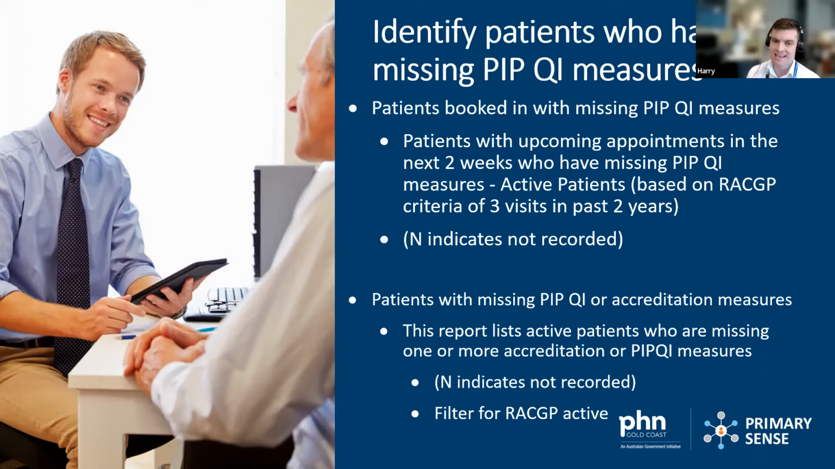The second report which can assist with PIP QI is patients missing PIP QI or accreditation measures. This report lists active patients who are missing 1 or more accreditation or PIP QI measures. This report will not show patients who have been flagged as inactive in your clinical software. In this report, there is a filter for RACGP active, which I will show you in the demonstration at the end.